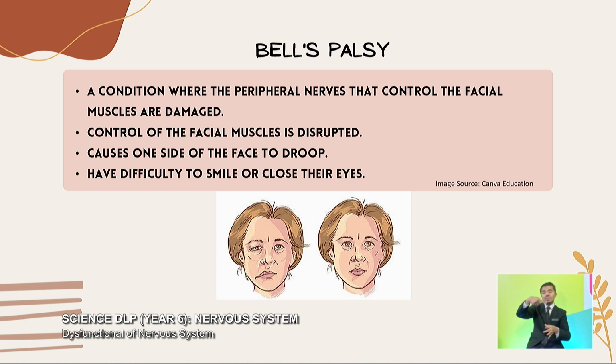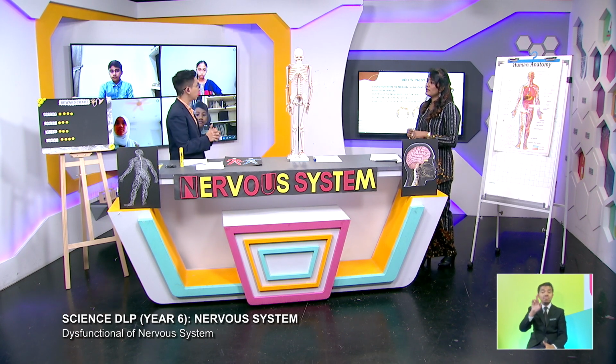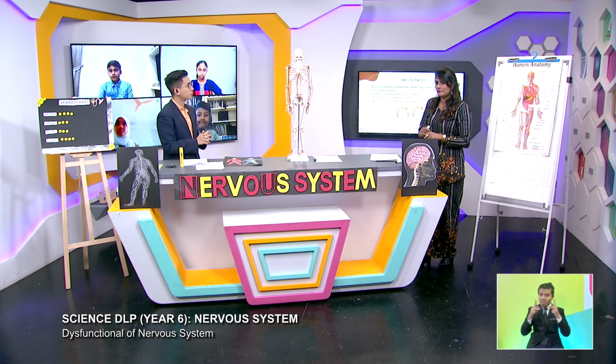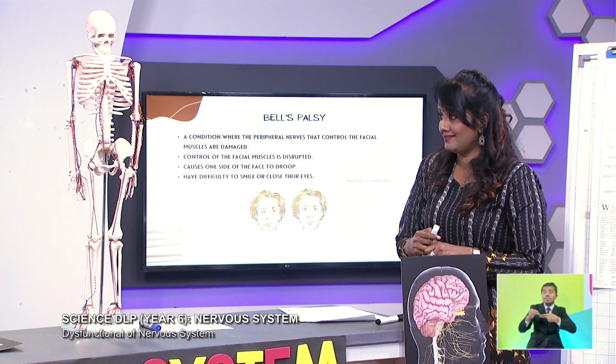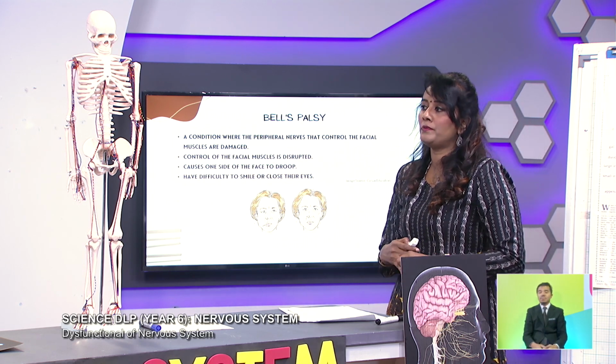Okay, and they also have difficulty to smile or close their eyes. You can look at the picture there. Someone whose eye on one side is open, she can't close her eye. This is because the peripheral nervous system isn't functioning well. Sometimes we will think about why these people look like this, right? This is because of dysfunction of the peripheral nervous system.